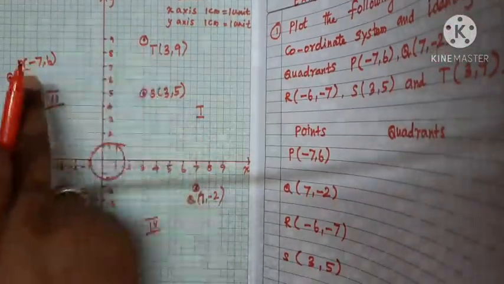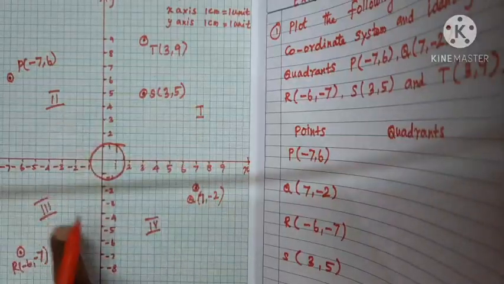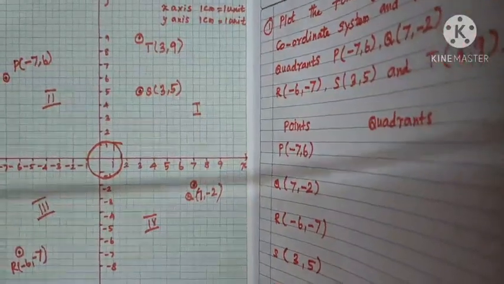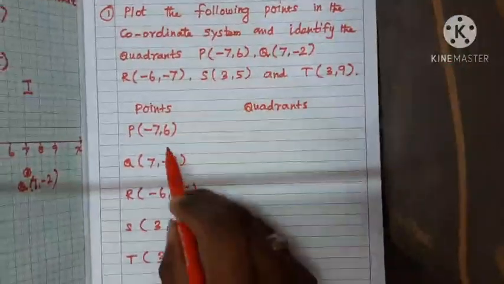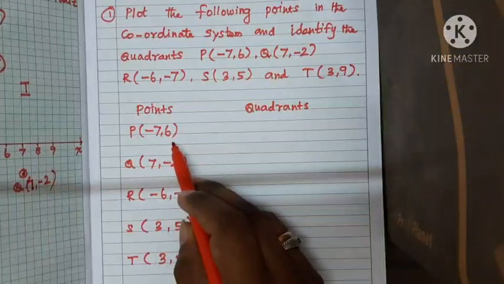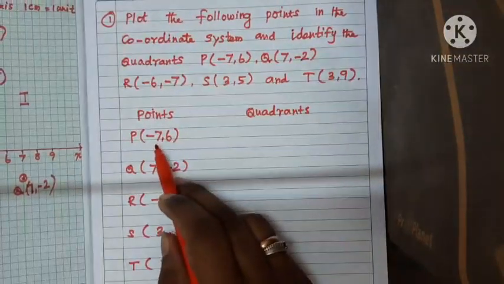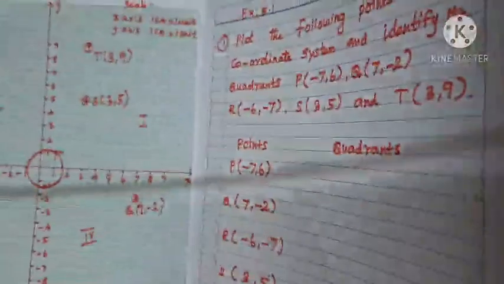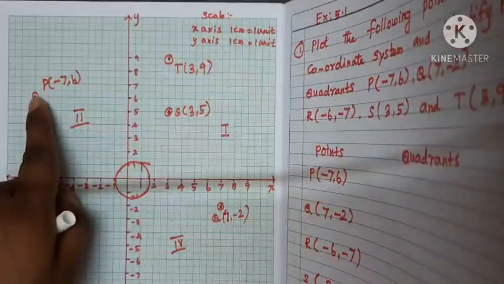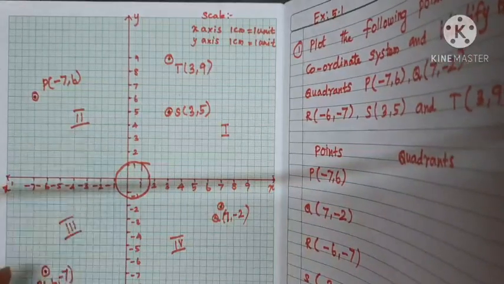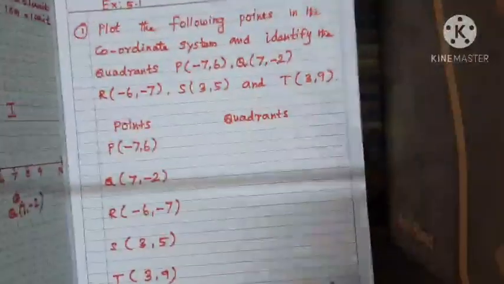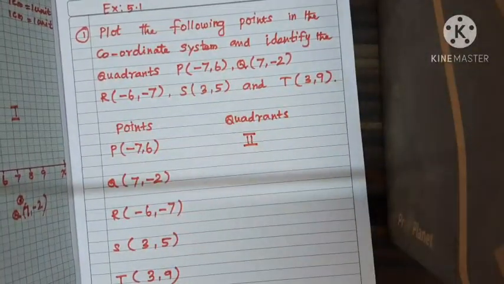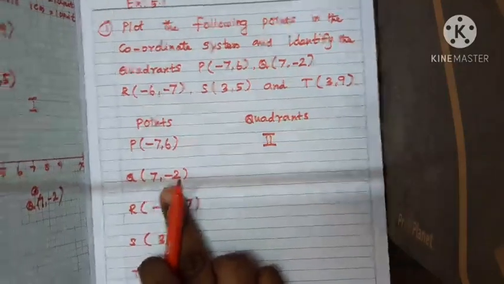Now we know the points and also the quadrants. Now we have to write which quadrant each point is plotted in. Look at the points. P point is -7, 6. X is negative, y is positive. P point is plotted in the second quadrant. So you have to write the point as well as the quadrant: second quadrant. And then Q point is 7, -2.